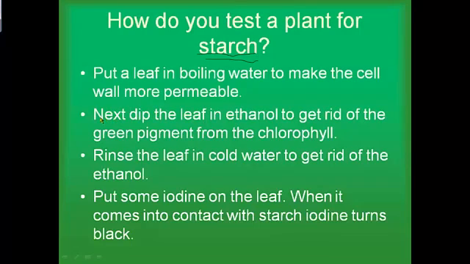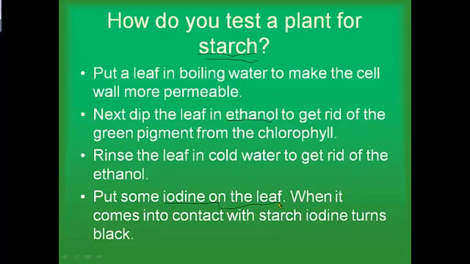So we're basically going to next, after we boil the leaf, dip the leaf in something called ethanol, and that ethanol will get rid of that green color in the chlorophyll. Then we're going to rinse the leaf off just to get rid of all the boiling water and the ethanol. And finally, we're going to put iodine on the leaf.